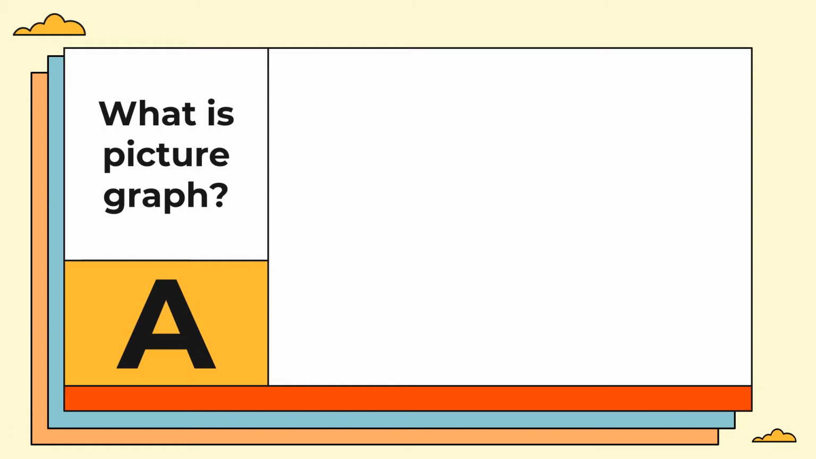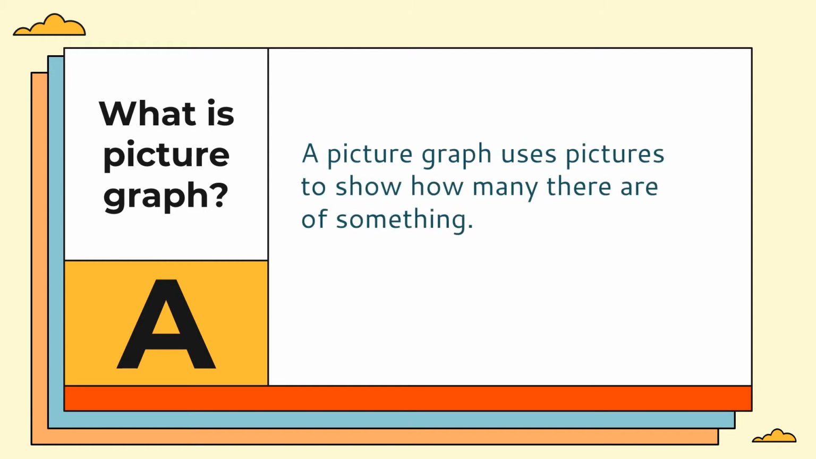Now, what is a picture graph? A picture graph uses pictures to show how many there are of something. So if you recall, we just studied about picture graphs in math as well. A picture graph is a kind of graph in which we use pictures, and those pictures represent or show how many there are of something.